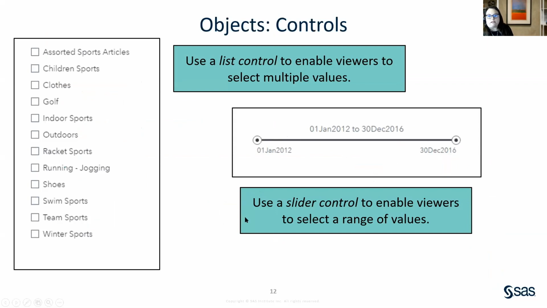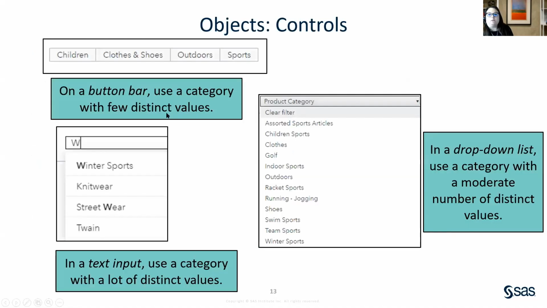When we set up these prompts, we have some choices of the different types of prompts. We can do a list control, which allows multiple selections. We can use a range slider. That's good for numbers and or dates. Button bars are great when you have just a few distinct values. This is a toggle, meaning I make the selection, it filters everything based on that selection. If I click the selection again, it clears it.